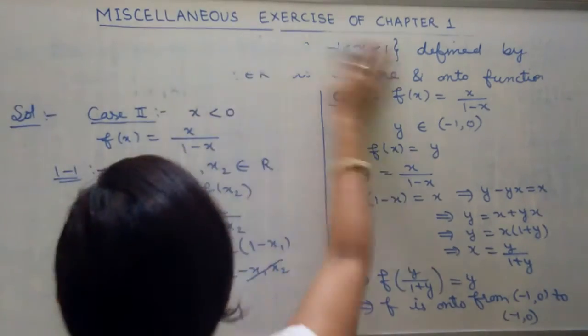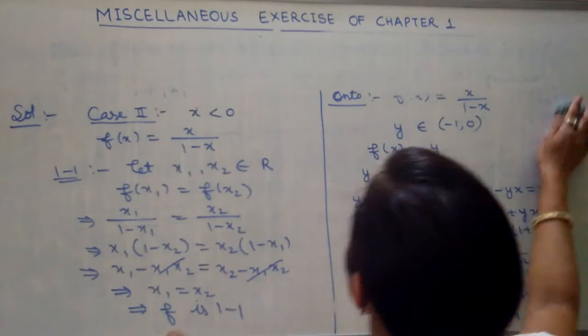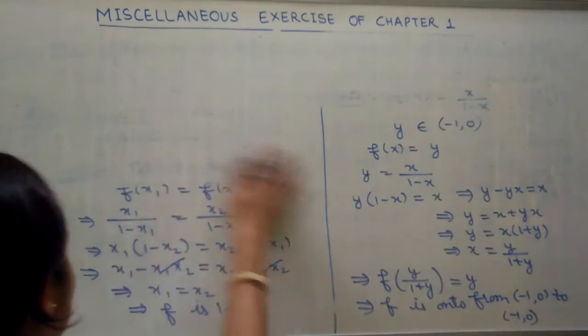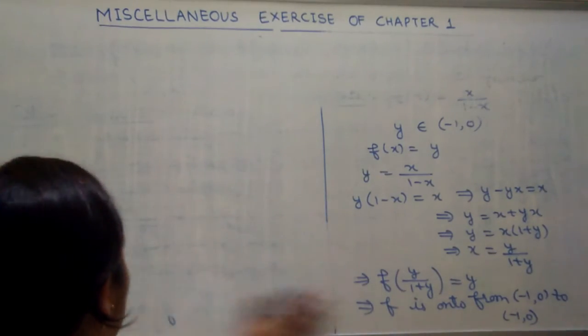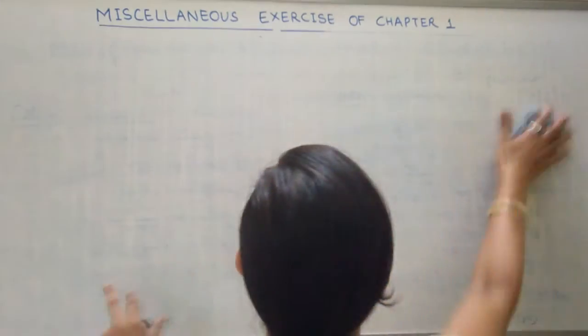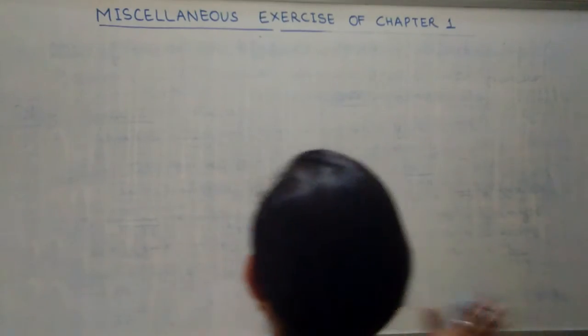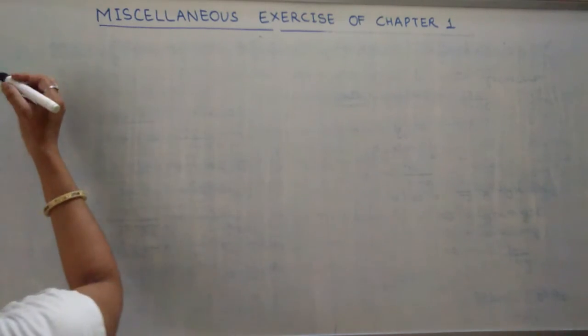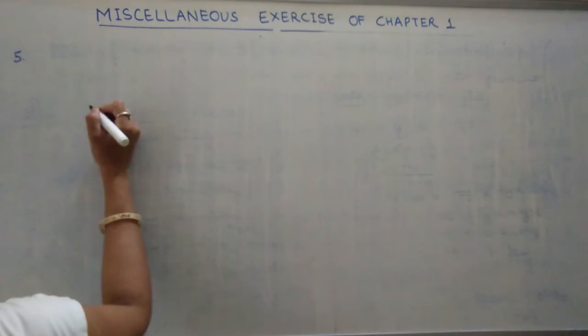Which is the fifth question? That is also very simple. Very simple question. In that question you only have to show the injectivity, that means 1-1. So how can we show it? That is a very simple method. How can we show 1-1? That is very simple. This is the fifth question.